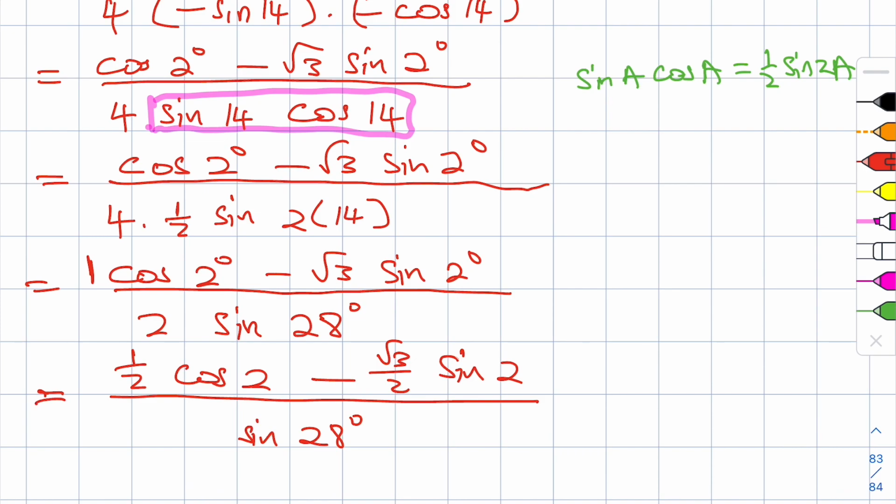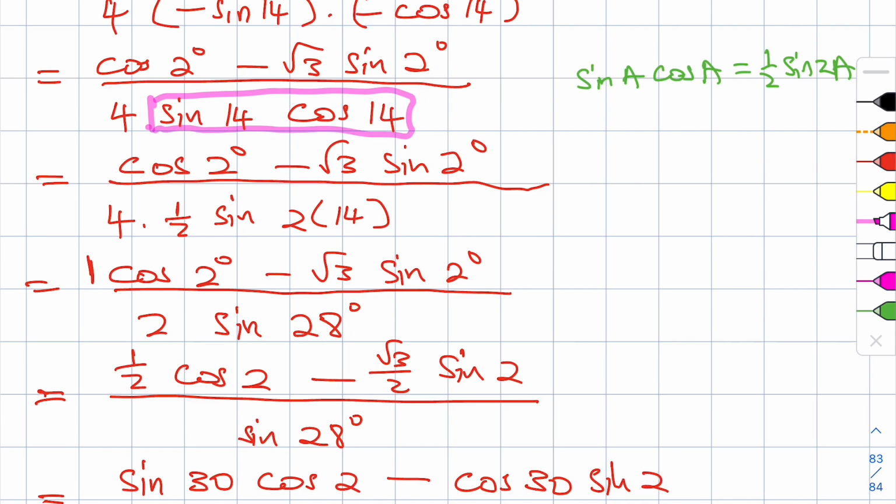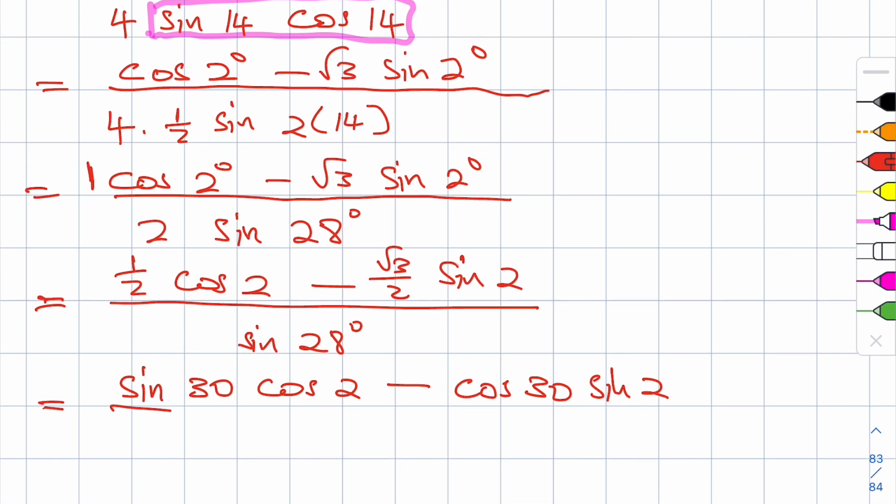Okay. Now we know that half is going to be what? It's going to be sine 30. So that will be sine 30 cos 2 minus, if I say shift cos of this, that should give me cos 30, and then sine 2. Remember, you want this angle and that angle to match. Right, so we have 30, 30, we are fine with that.